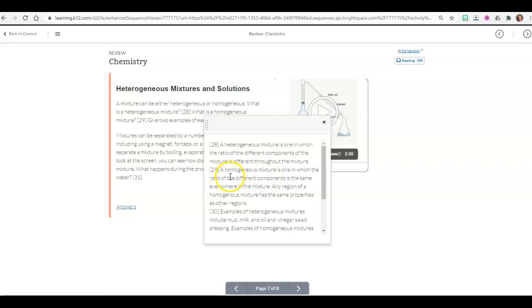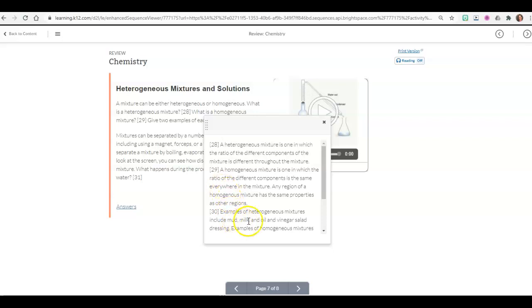A homogeneous mixture is one in which the ratio of the different components is the same everywhere. So it's even, and those properties are the same all over. Milk is an example, or apple juice. If you think about orange juice, it could be heterogeneous if you had a lot of pulp in it. It would look a little bit different. The ratios might be different.